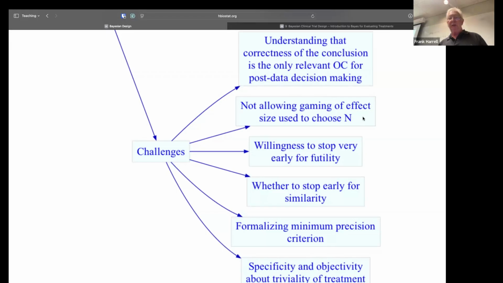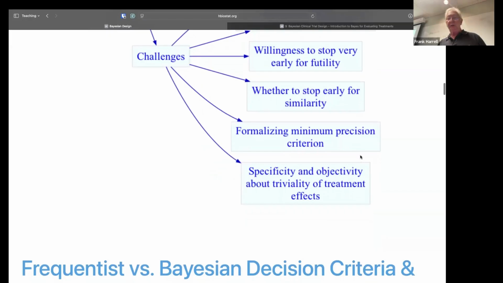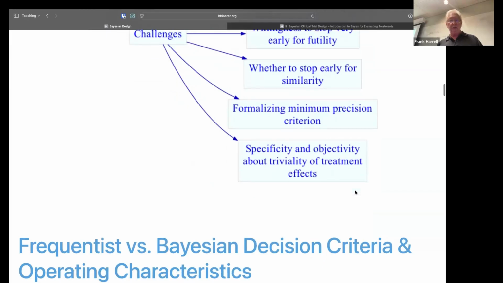We need to quit allowing gaming of the effect size used to calculate the sample size. We need to be willing to stop very early for futility. We need to decide whether we want to allow ourselves to stop early for similarity, with a strong conclusion that the outcomes are similar regardless of the treatment. We need to formalize a minimum precision criterion. We need to be specific and objective about triviality of treatment effect, getting into clinical significance. So those are the challenges.